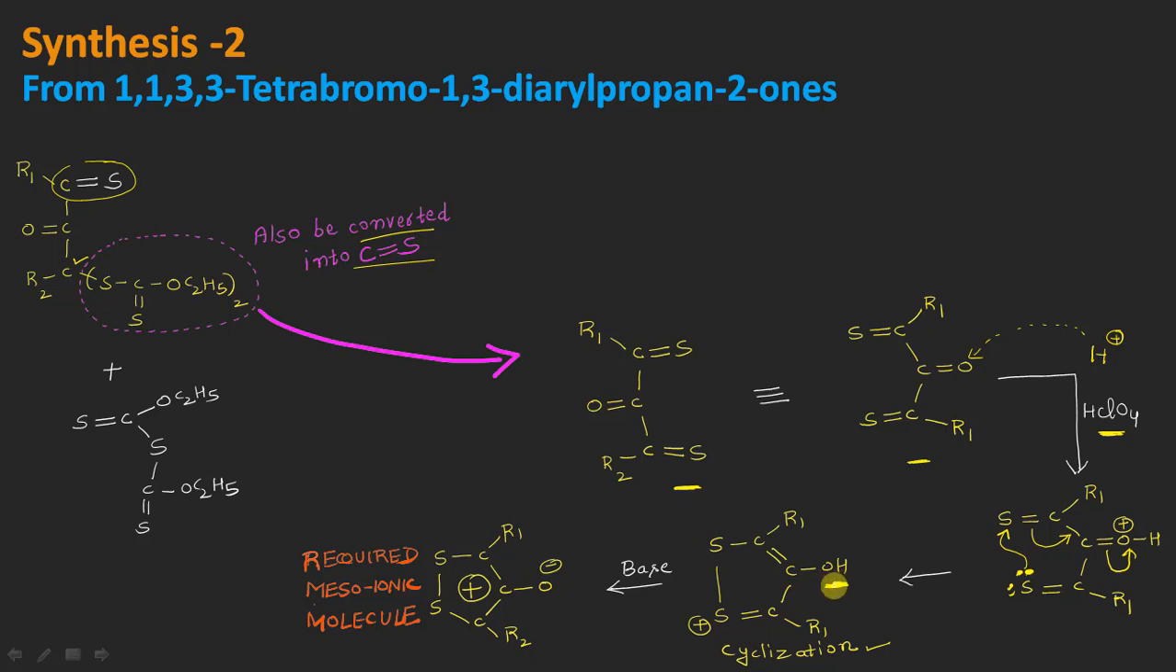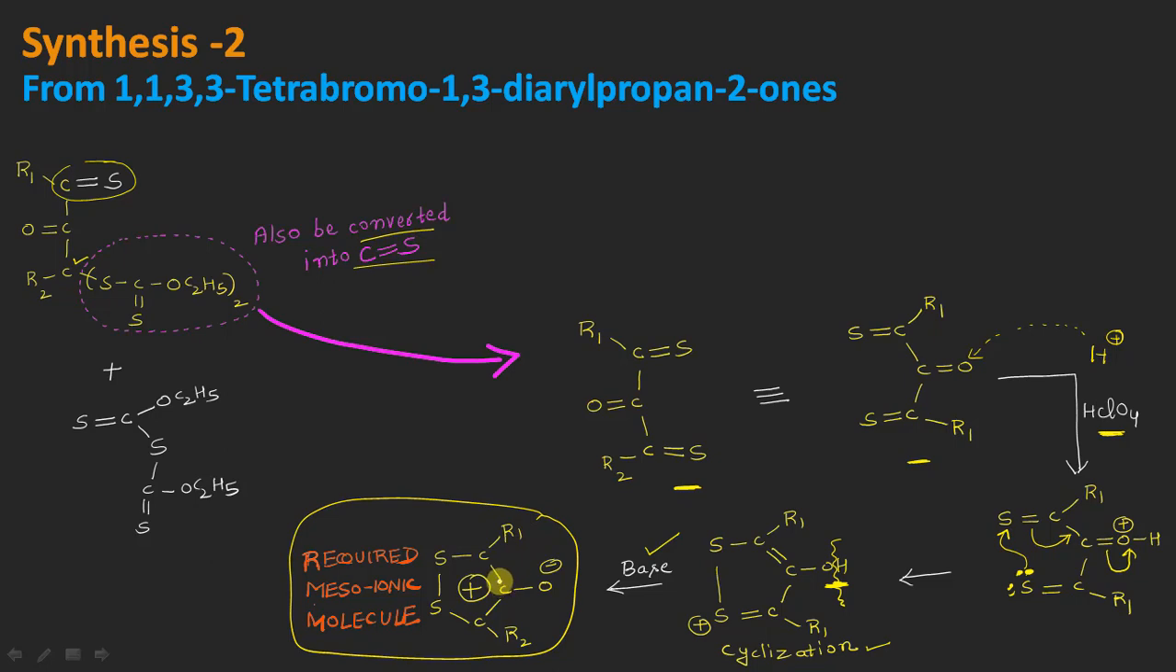And finally, what is left is the addition of a base here, which will be abstracting a proton from here, giving what? Giving oxygen negative. And if you are able to recognize, this is what? This is our required meso-ionic molecule. And which is what? Which is the 1,2-dithiolium 4-olate, right?